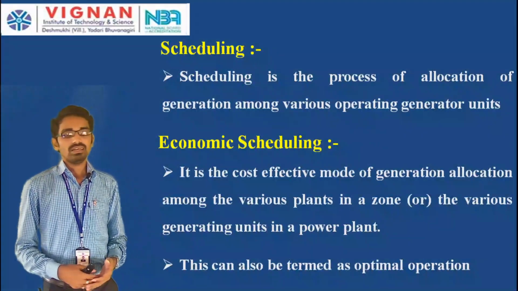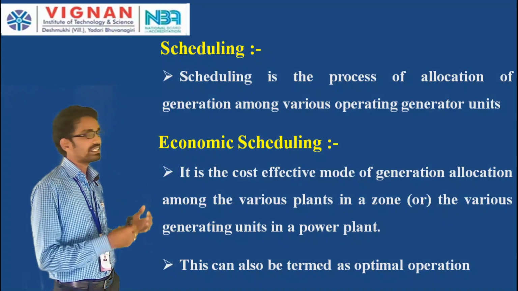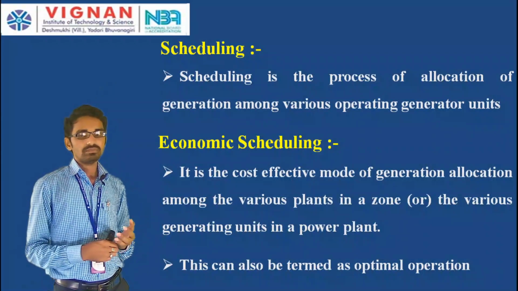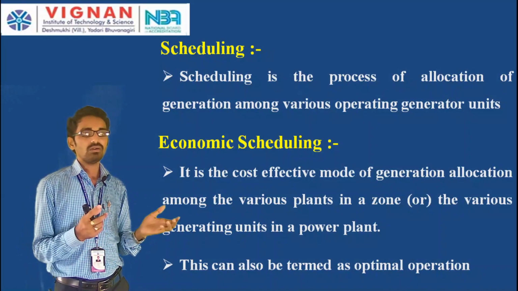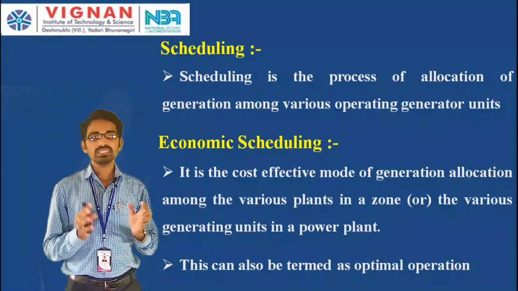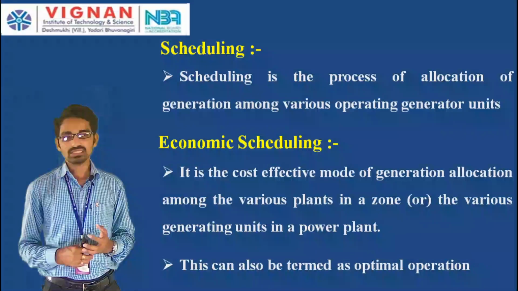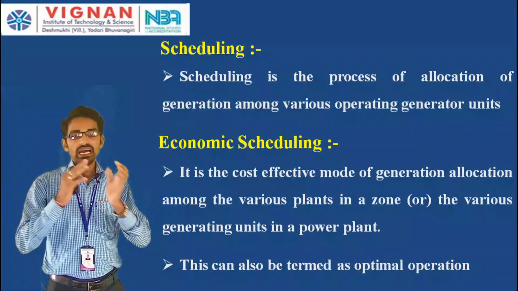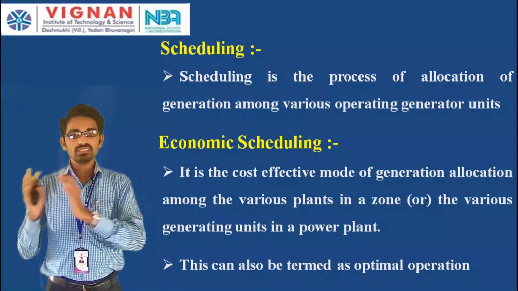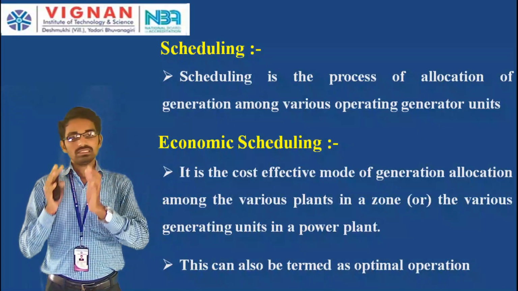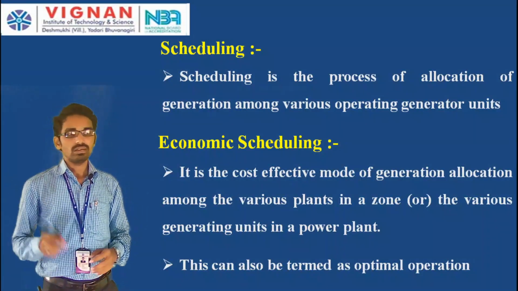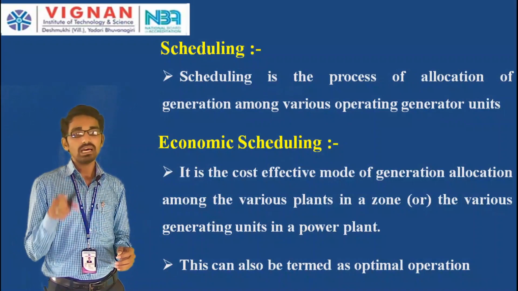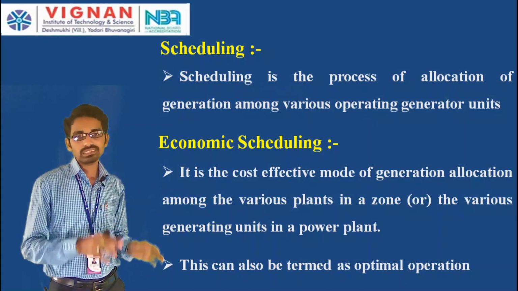Scheduling is a process of allocation of the generation among various operating generator units. If I consider a power station, it may have different generator units. Consider a thermal power plant: you have a boiler, a turbine and a generator. These are the three main equipments, and the combination of these three we can consider as a single generator unit. Like that, you may have a different number of generator units in a particular generating station.